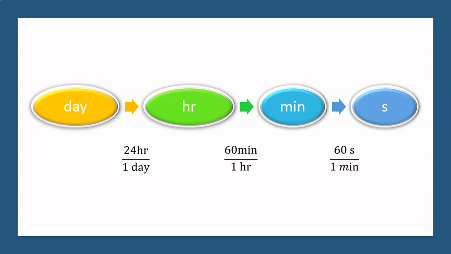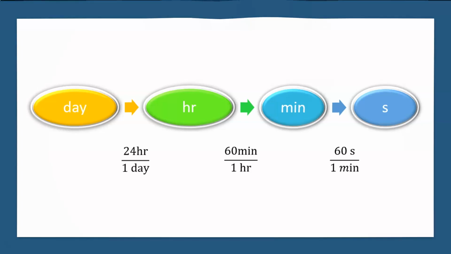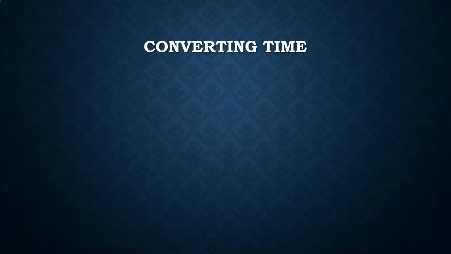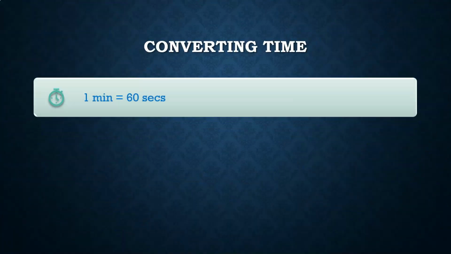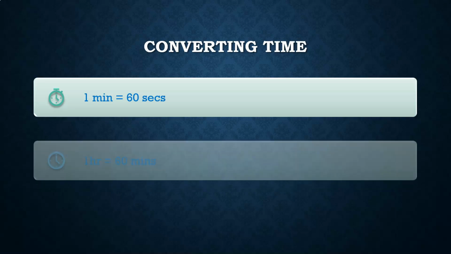So it's really important to know how many seconds are in a minute and how many minutes are in an hour. You need to know those to be able to convert between them. So if we're looking at converting our time, 1 minute is 60 seconds. So if you're converting from minutes to seconds, you would multiply by 60. If you're going from seconds to minutes, you would divide by 60.